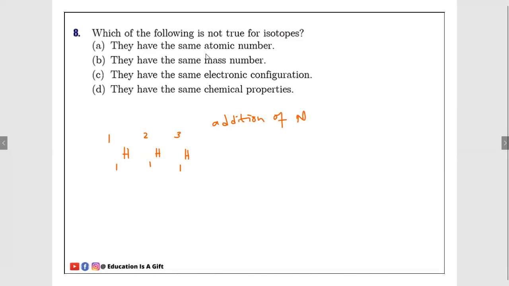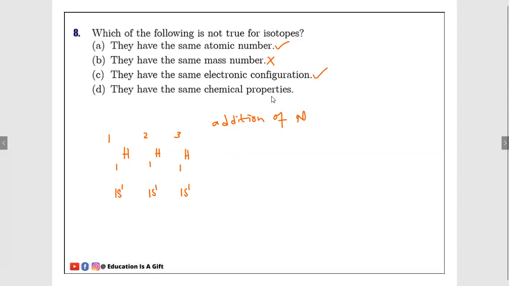Here they have same atomic number. Yes, they have same atomic number, 1 1 1. They have same mass number? No, no, they don't have same mass number. They have different mass number. They have same electronic configuration. Yes, if electron counts are same, it will have same electronic configuration. What is electronic configuration for this hydrogen? It is 1s1. For this, of course, 1s1. For this, 1s1. So they have same electronic configuration.